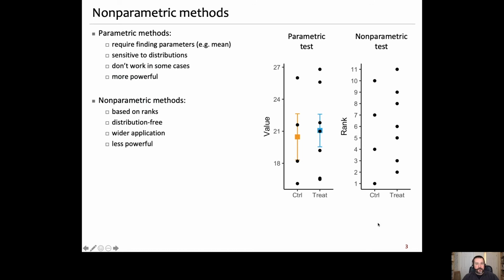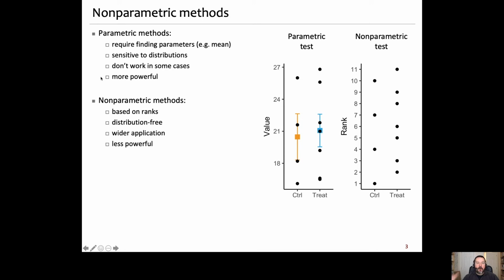What does non-parametric mean? What are non-parametric methods? You are familiar with parametric methods. Parametric methods require finding a parameter or parameters, for example, mean, standard deviation, standard error. An example of a parametric test is a t-test, where you compare two mean values, and you also need to know the standard deviation for this. Parametric tests are sensitive to distributions. If there are strong outliers, if your distribution is very far from normal, a t-test will not work.